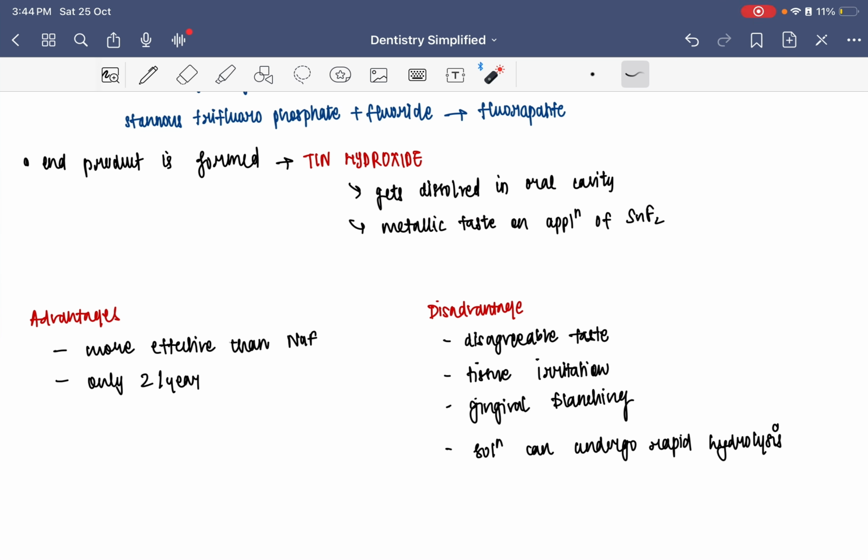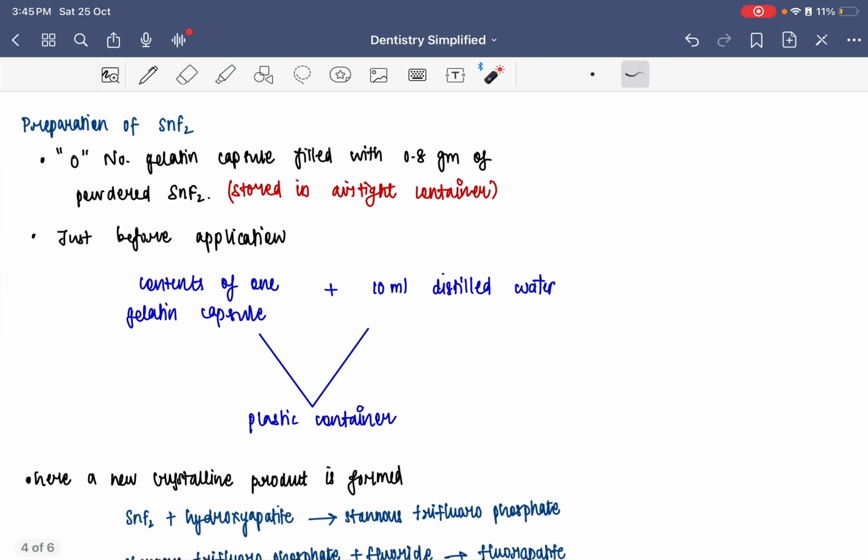What are the advantages? These are more effective than sodium fluoride and they are only required twice in a year. That is, the patient has to come once every 6 months to get this done. What is the disadvantage? The main disadvantage is that it has a disagreeable taste. The patient is not comfortable with that metallic taste which it produces. Tissue irritation is sometimes seen in patients. Gingival blanching is seen: you will see a white patch on the gingiva, that is blanching, and the solution can undergo rapid hydrolysis.